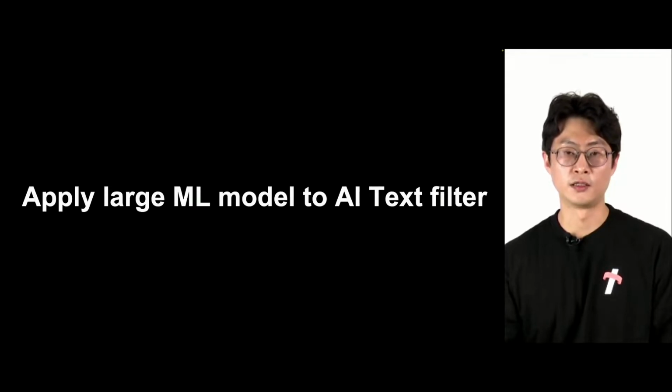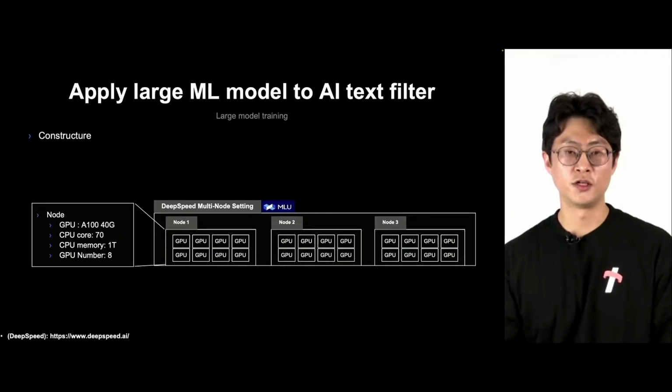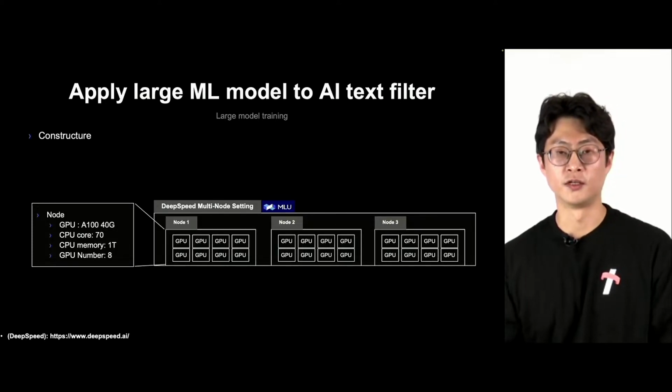Now, I would like to talk about some of the work that we have done to apply the large model to the AI text filter model. This is the overall flow diagram, and this is the DeepSpeed framework that we have applied to our environment, and we have set up multi-nodes. For each node, there are 8 GPUs each.